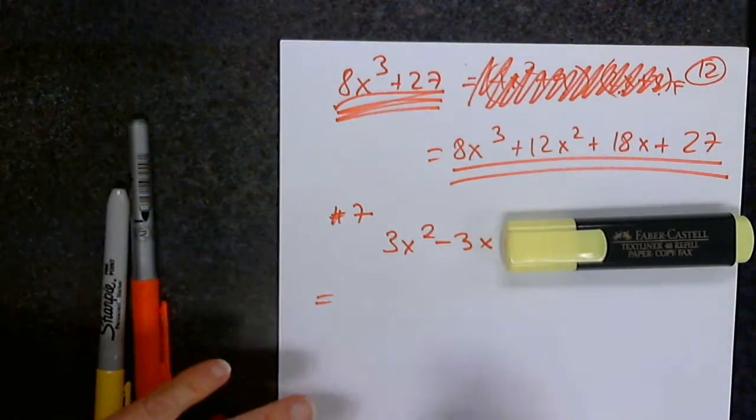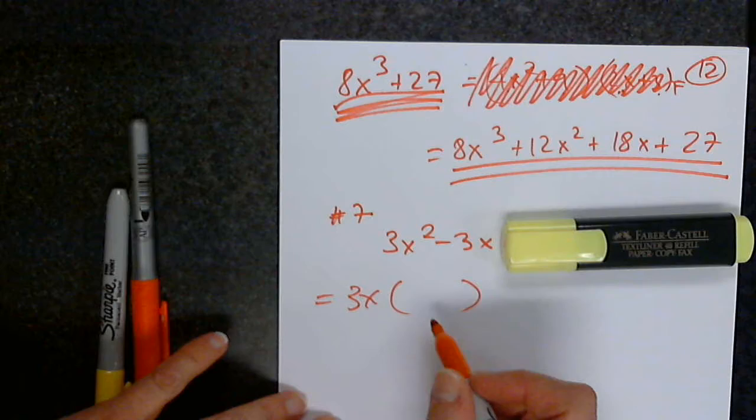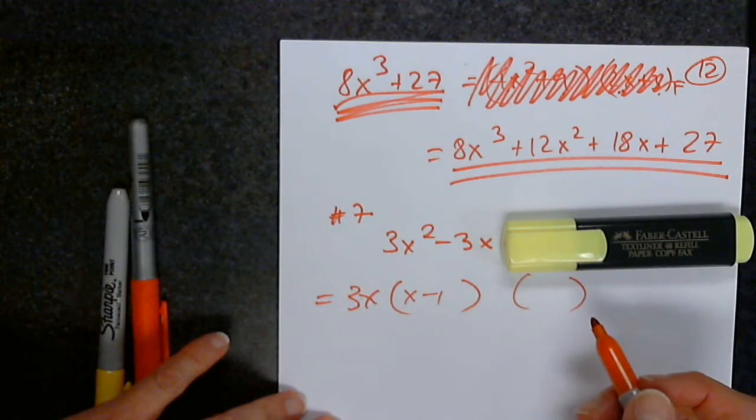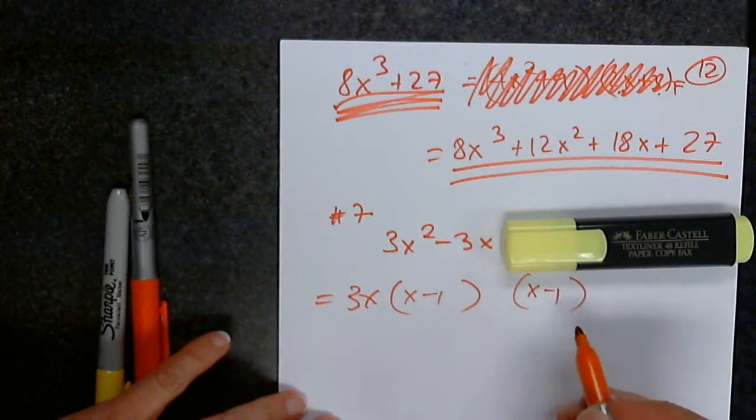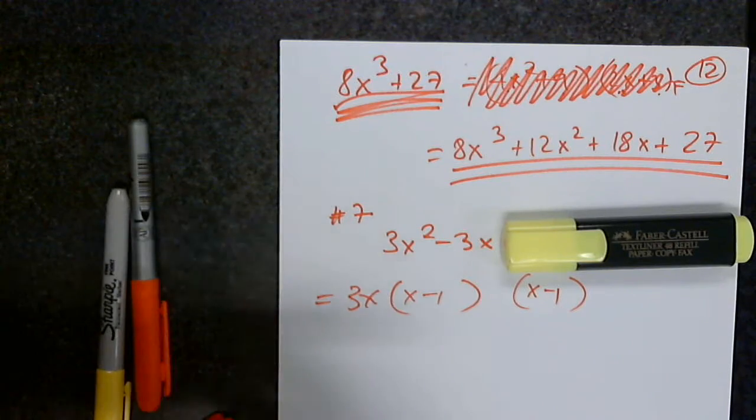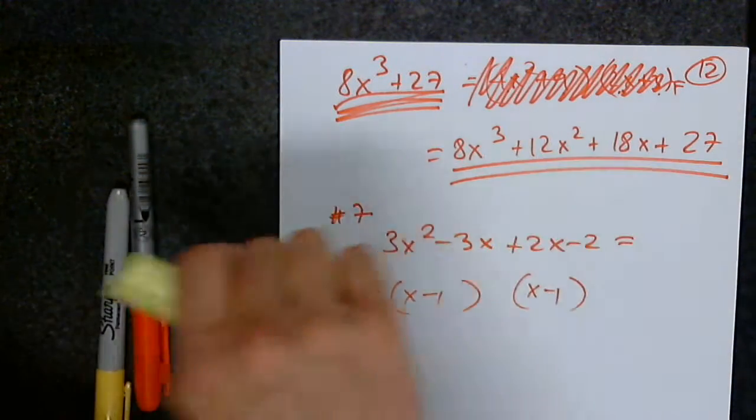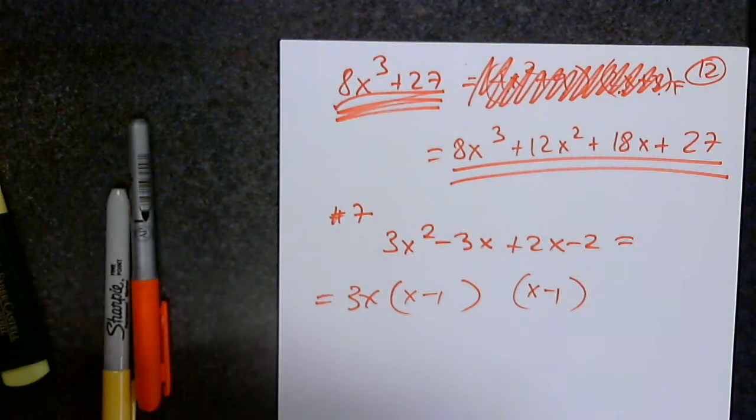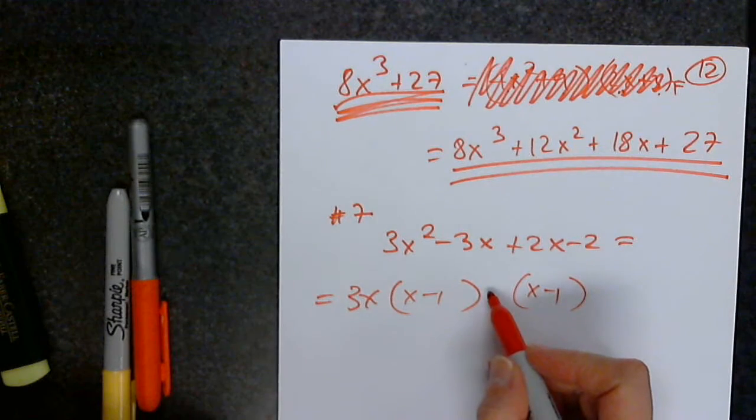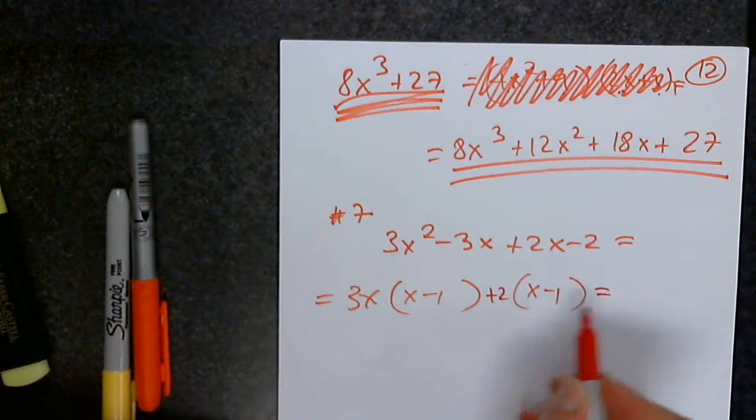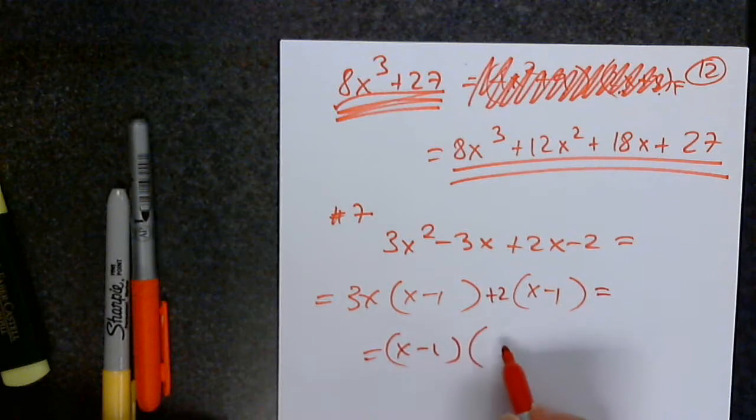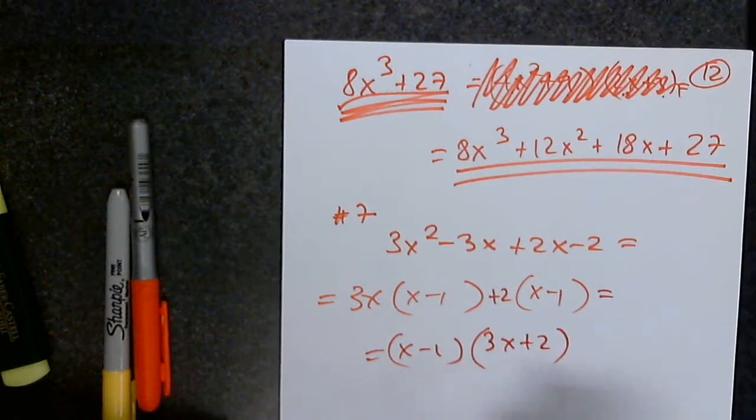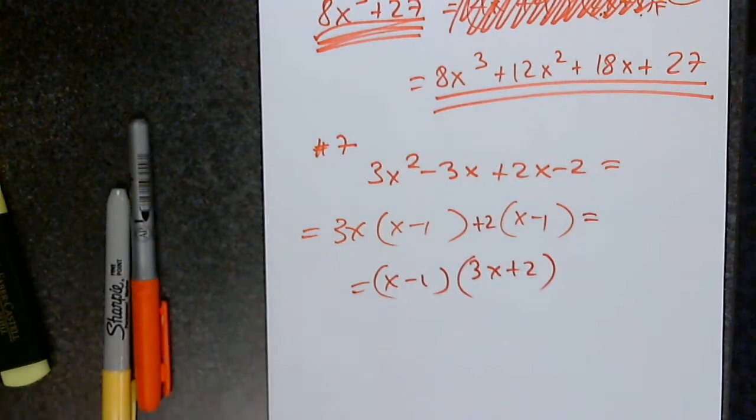Plus, what is left in parentheses? X. Oh wait, never mind. That's okay. I missed the first complete term. And then what is left in front? Sign. Plus this. Good. So then this is x minus 1 times 3x plus 2. Good. Anything else?